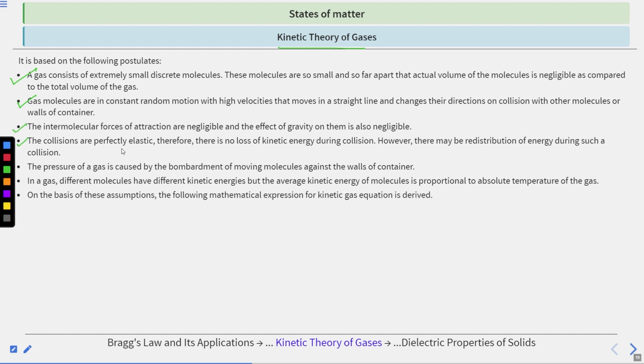Collisions are perfectly elastic, therefore no loss of kinetic energy. However, there may be redistribution of energy during such a collision. The pressure of a gas is caused by the bombardment of moving molecules against the walls of the container. In a gas, different molecules have different kinetic energies, but the average kinetic energy of a molecule is proportional to the absolute temperature of the gas. On the basis of these assumptions, the following mathematical expression for the kinetic gas equation is derived.